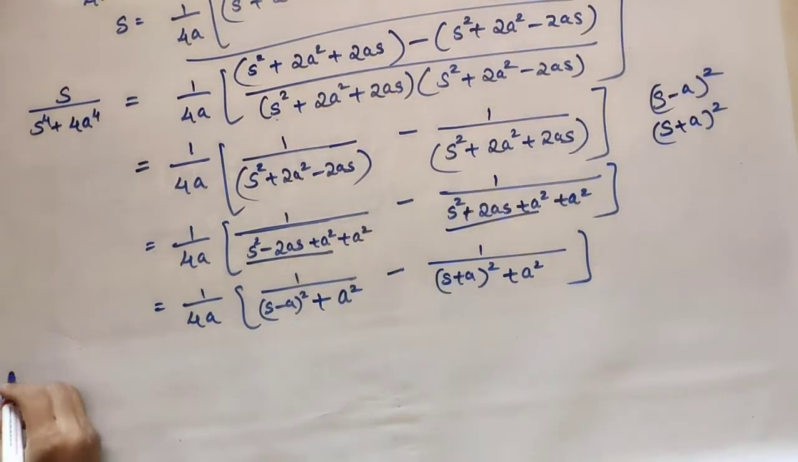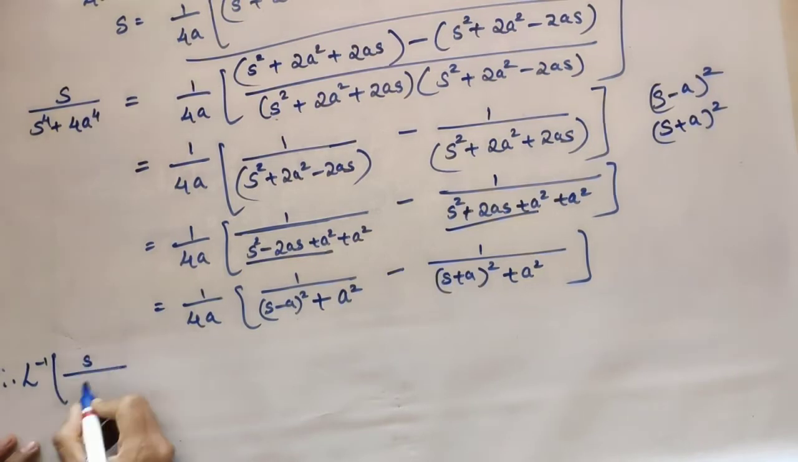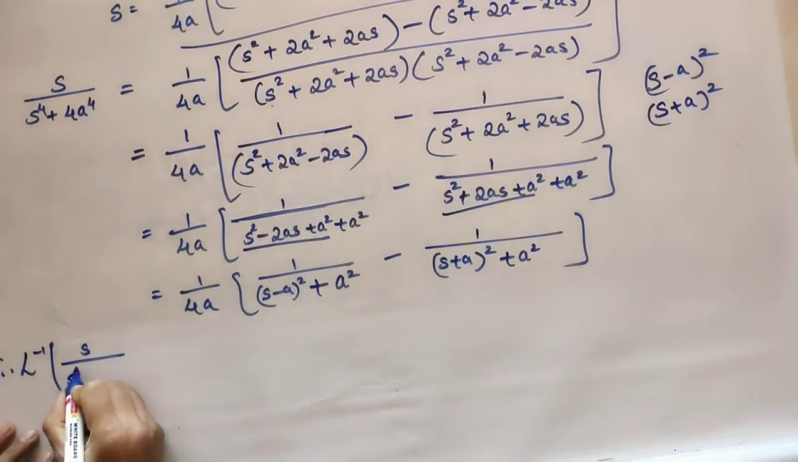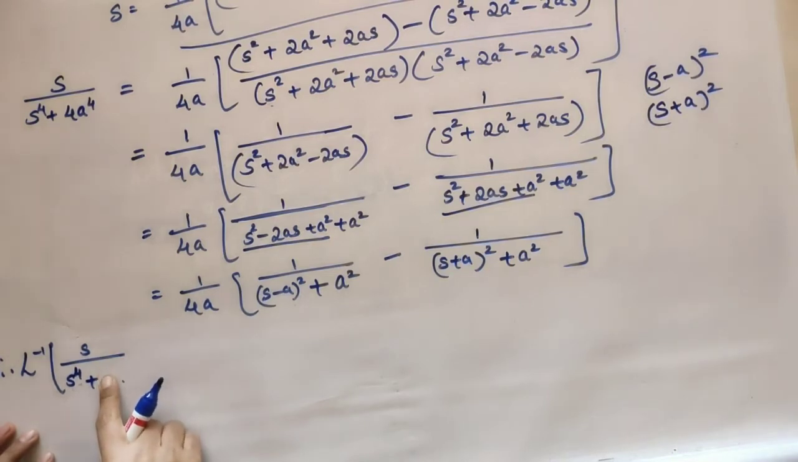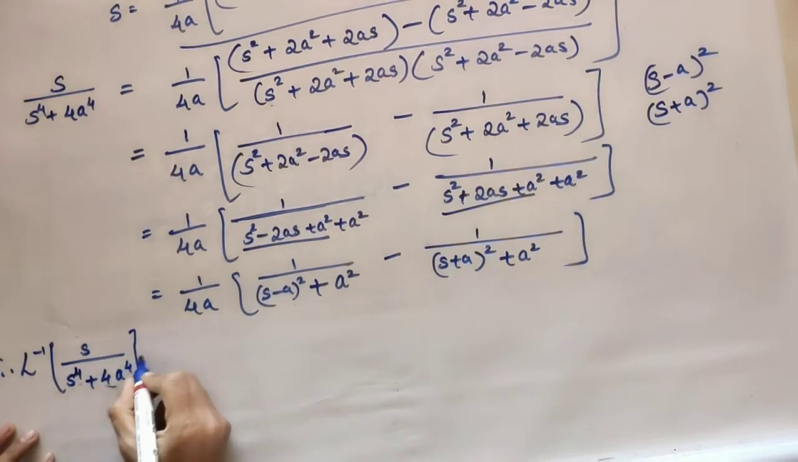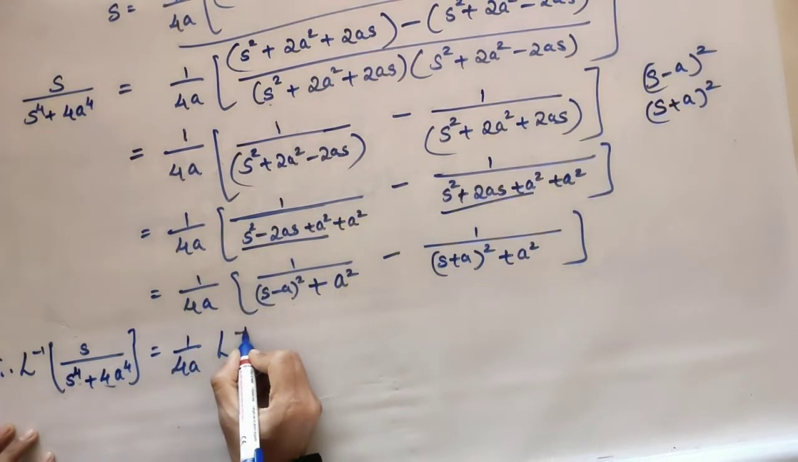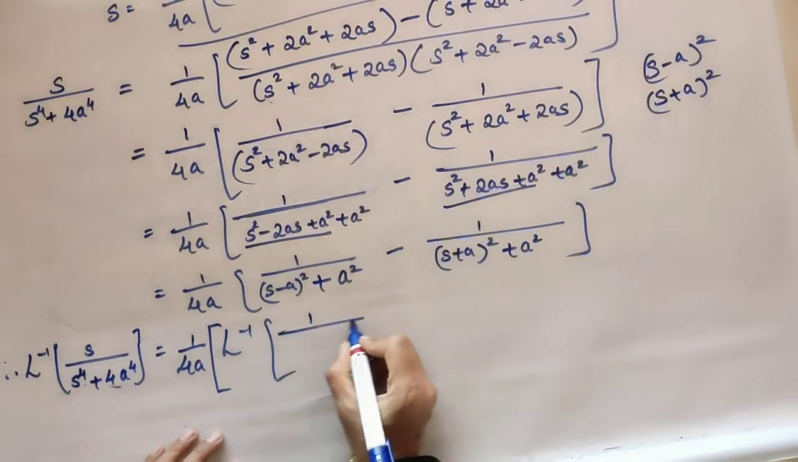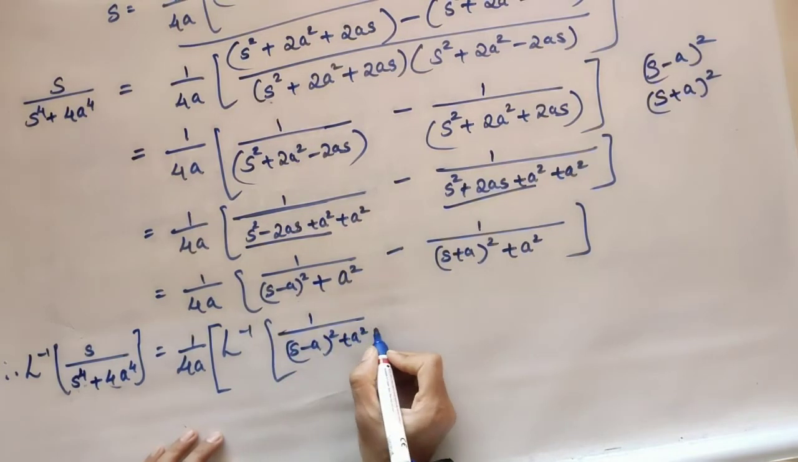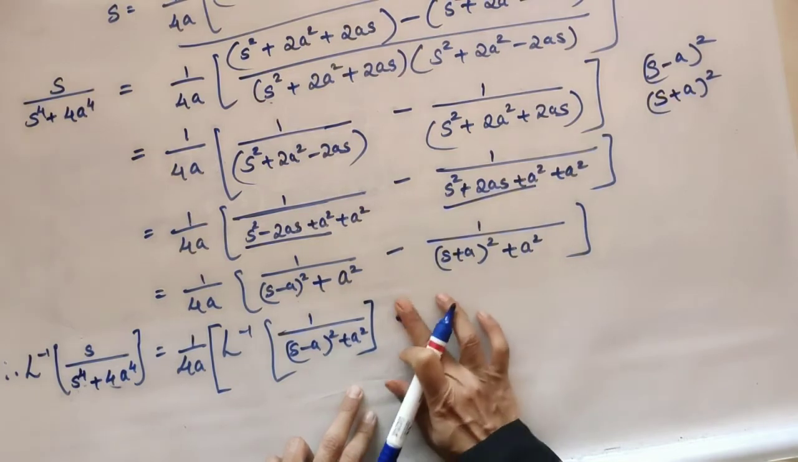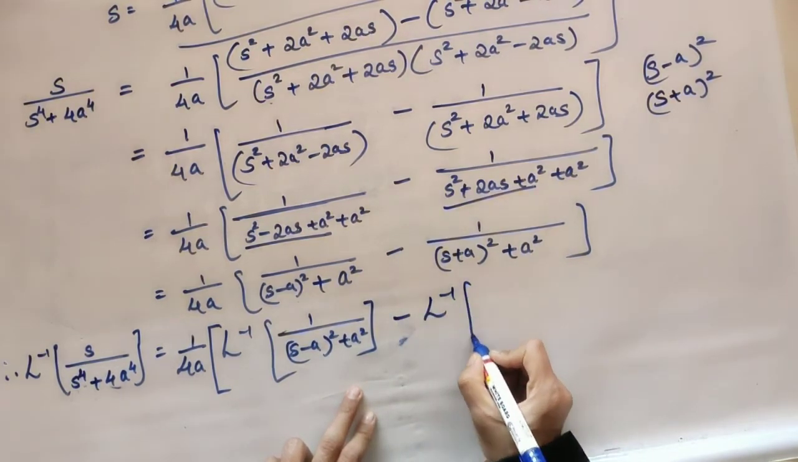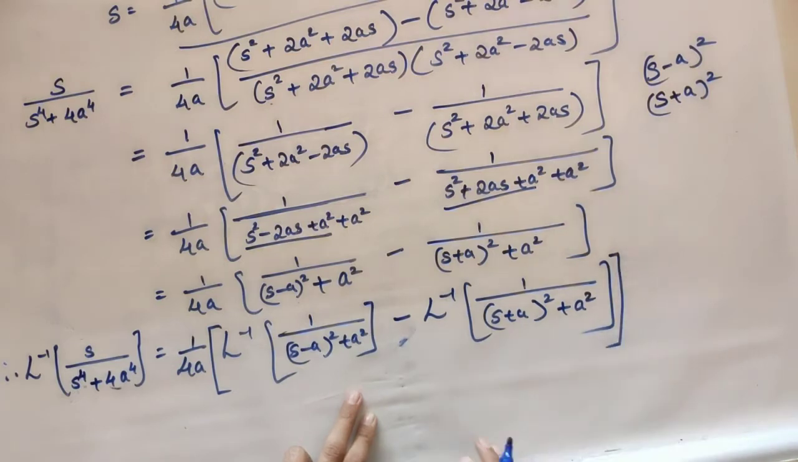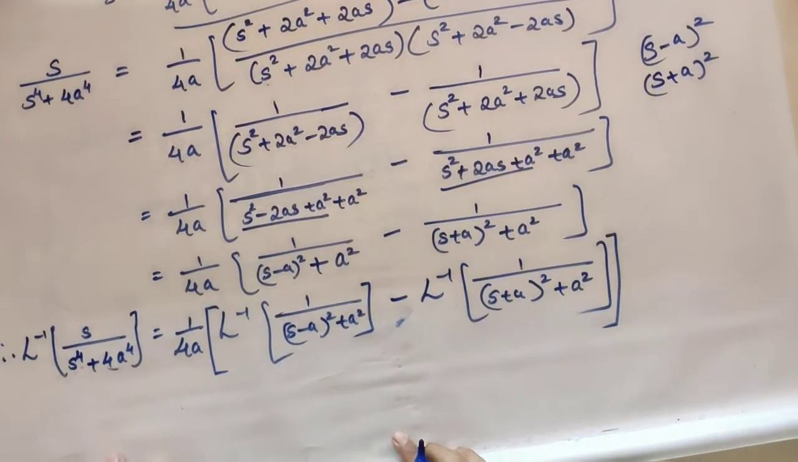Now take the L inverse on both the sides. Therefore, L inverse of s divided by s to the power 4 plus a to the power 4 into a to the power 4 is equal to 1 by 4a, which is a constant, so get it outside. L inverse of the first term, I will take a bigger bracket here, 1 divided by s minus a whole square plus a square, L inverse of this first, plus, there is a minus sign in between, minus L inverse of 1 divided by s plus a whole square plus a square, and complete the bigger bracket as well. Okay, I hope it is clear up till here, all of you.